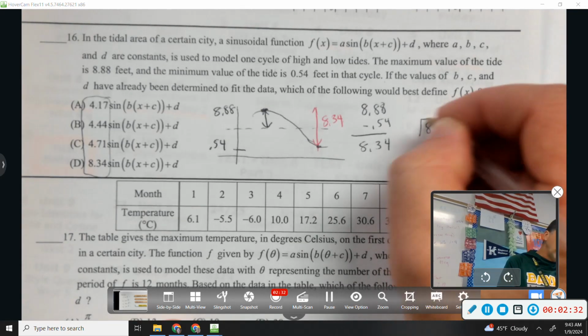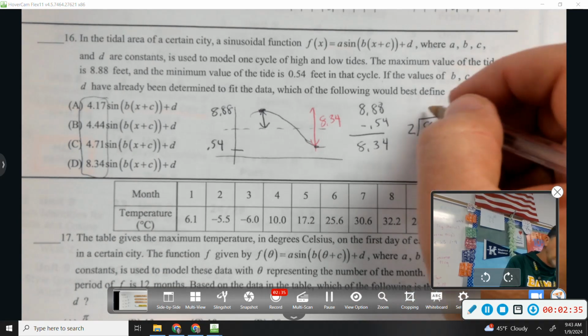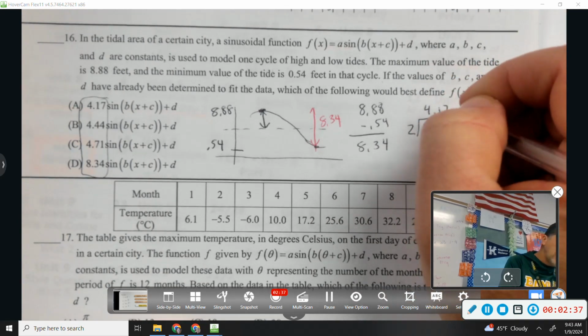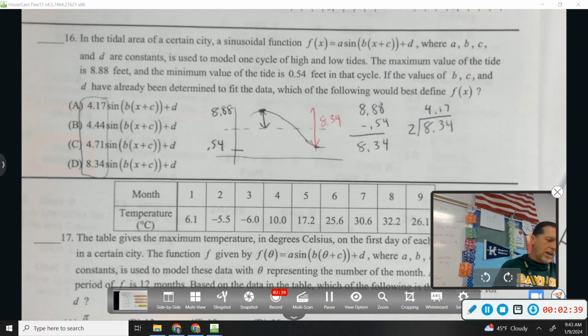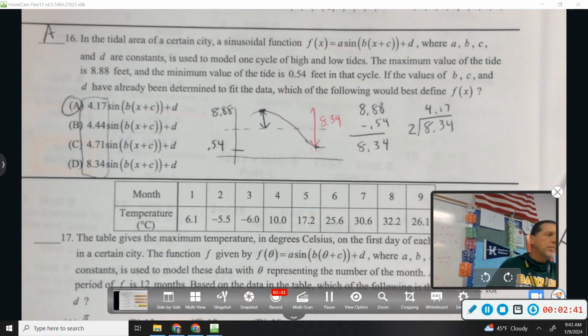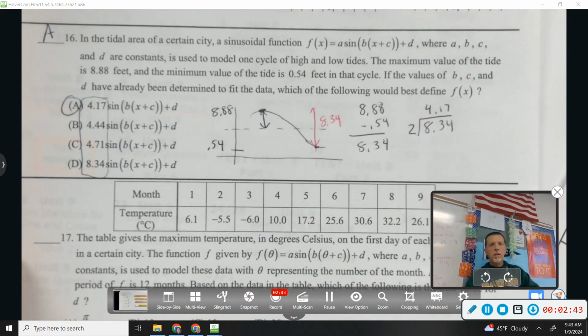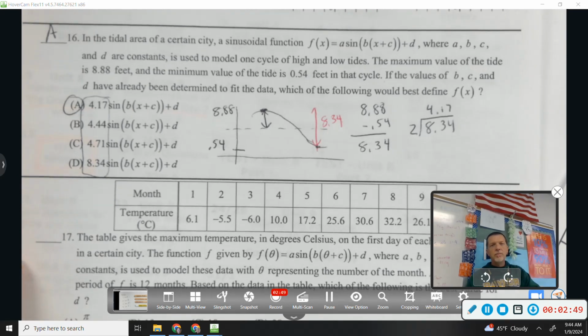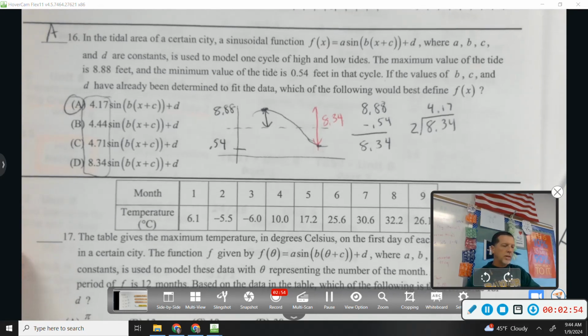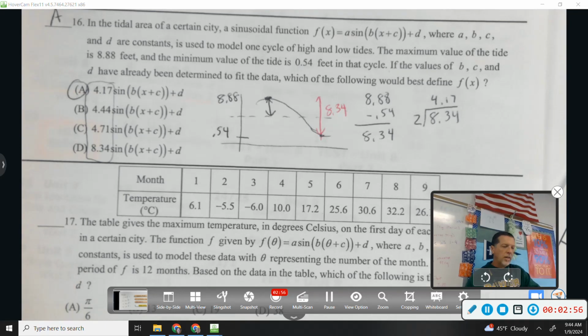And by the way, you don't have a calculator on the test, so you'll have to do some of this by hand, but hopefully that's not too bad. So 4.17 is A. I don't know where those other numbers come from. My guess is one of them is probably the average. One of them might be D, but that's not what it asked for.